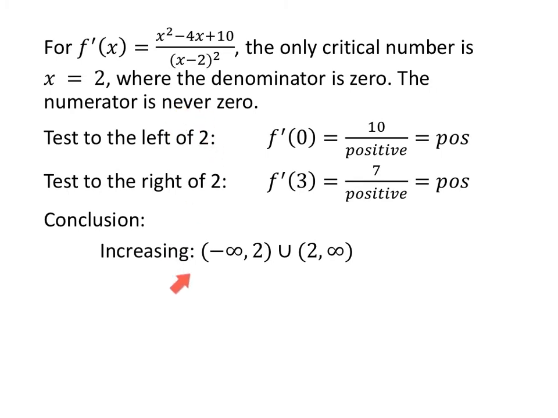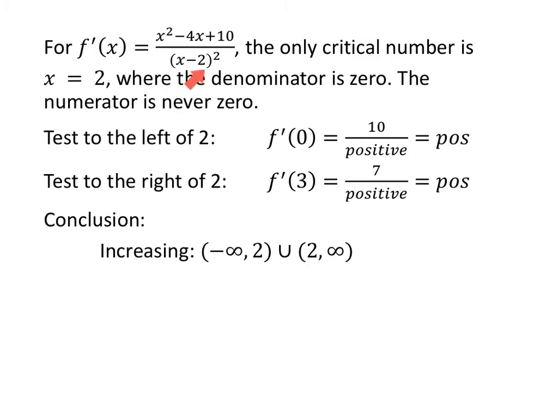Without using a number line now, I'm testing to the left of 2, so that's 0. When I put 0 in for x, I'll get 10 over whatever, the denominator's already squared. So 0 minus 2, sure, that's negative 2, but negative 2 squared is going to be positive. So 10 over a positive number is positive. To the right of 2, let's choose a value of 3.